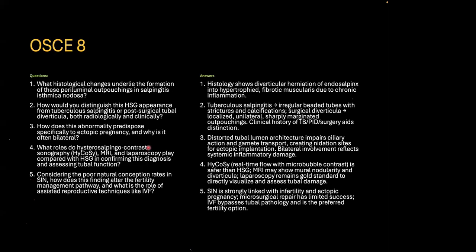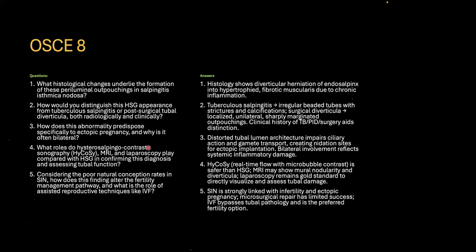So, histology shows diverticular herniation of endosalpinx into hypertrophied fibrotic muscularis due to chronic inflammation. And now, how to distinguish between tubercular and post-surgical changes. So tubercular salpingitis will give the typical irregular beaded tubes with strictures and calcifications, and it would be mainly bilateral. Whereas surgical diverticula would be localized, mostly unilateral, and sharply marginated. There would be abrupt changes, right?